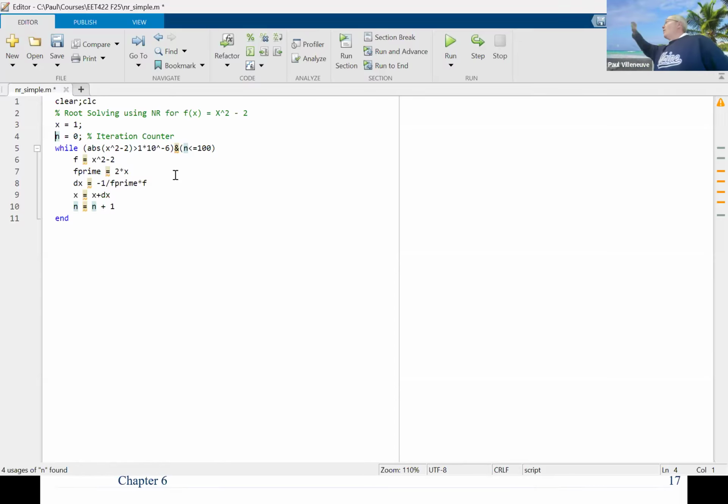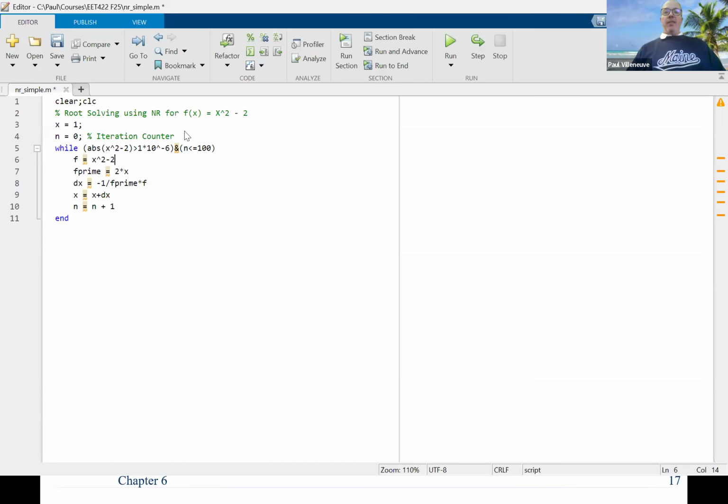So here's my f of x. I've got my f prime of x, which is 2x. My delta x, which is -1 over f prime times f. I update my x value. I increase my iteration counter. And then I go back up and do it as long as that absolute value is greater than 1 micro, and my iteration counter is less than or equal to 100.